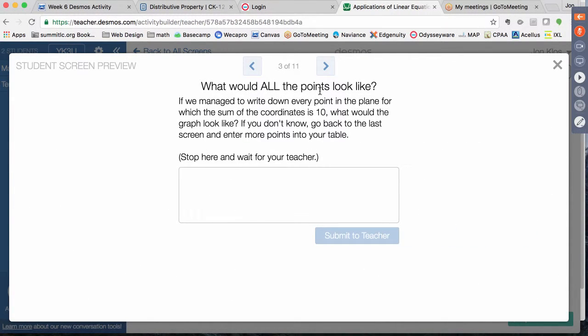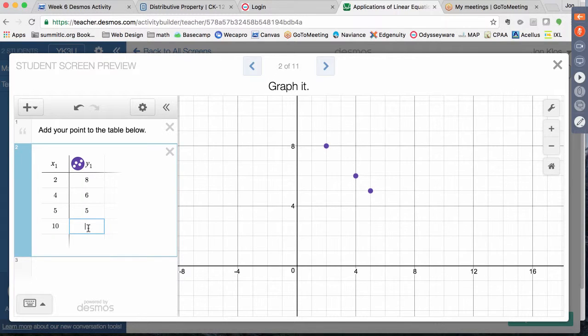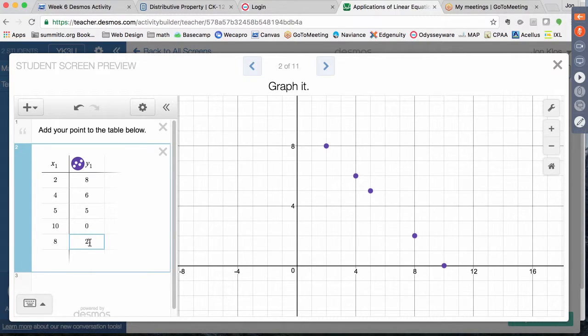What would all the points look like? So now we're trying to step back and generalize and think algebraically. If we manage to write down every point for which the sum of the coordinates is 10, what would the graph look like? If we don't know, let's go back to the last screen and enter more points. So let's do that. So with 4, 6, we could do 5, 5. We could do 10 and 0. Those would add up to 10. We could do 8 and 2. And you start to get a little bit better idea of what's happening, right?